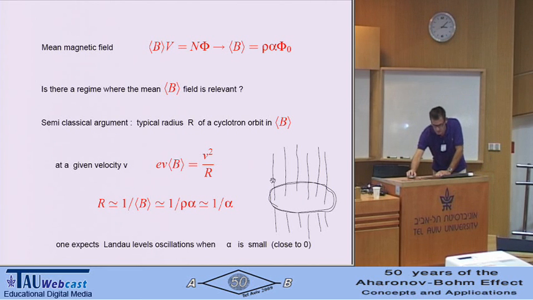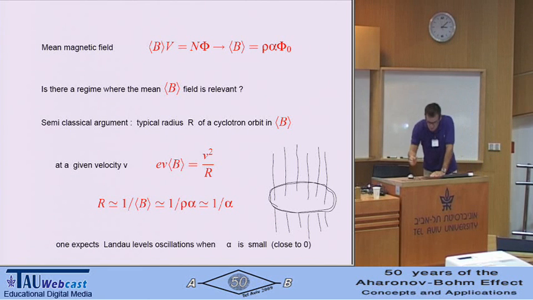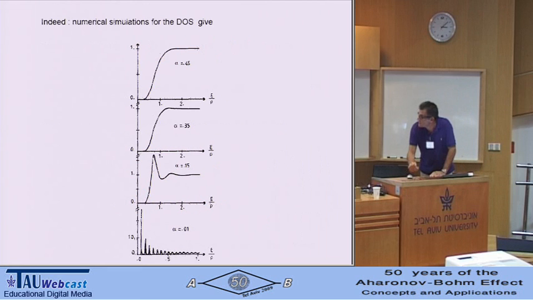So now imagine that rho is fixed, the density is fixed. Here I have a typical cyclotron orbit. You see that if I make alpha smaller and smaller, the radius is going to increase. So a typical cyclotron orbit will enclose more and more flux, and the mean magnetic field picture will be better and better. So we expect indeed to see a mean magnetic field when alpha is small, which means close to 0. And this is indeed what happens.